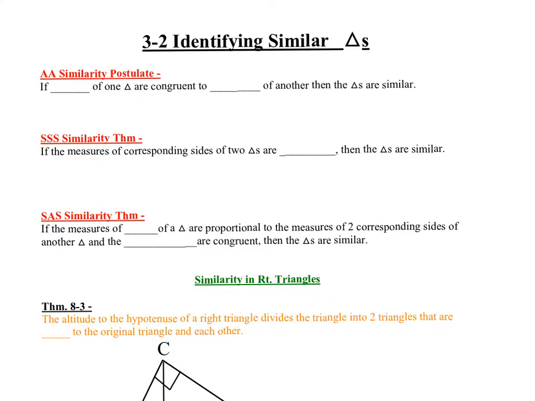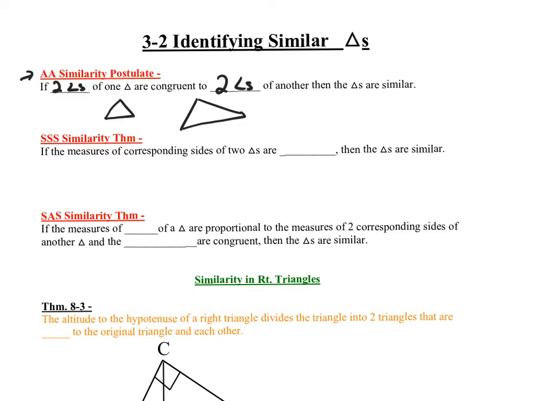There are three main ways that we can identify similar triangles. The first is the angle-angle similarity postulate, that says that if two angles of one triangle are congruent to two angles of another, then the triangles are similar. So I'll draw a small triangle and a larger triangle.